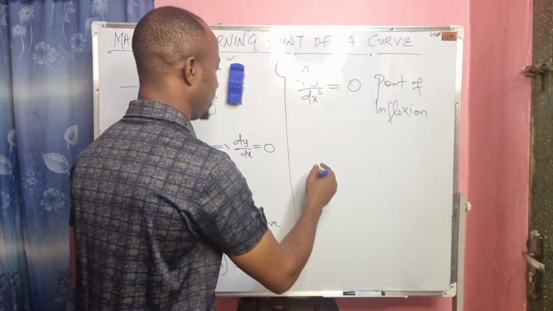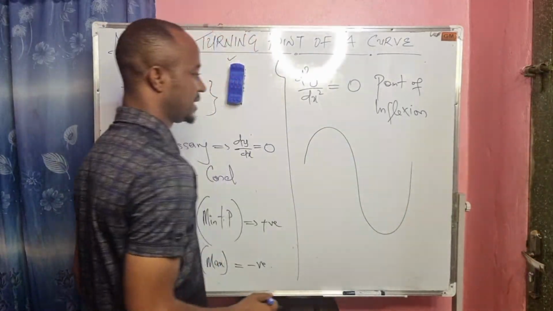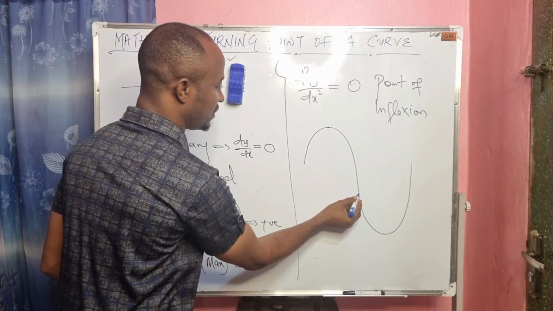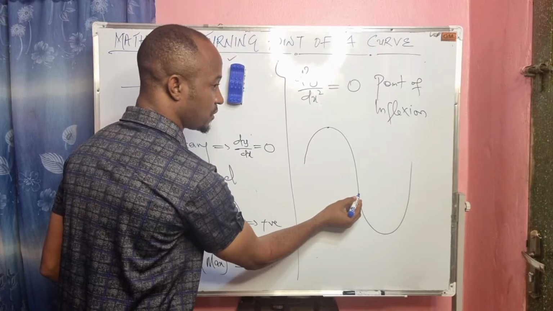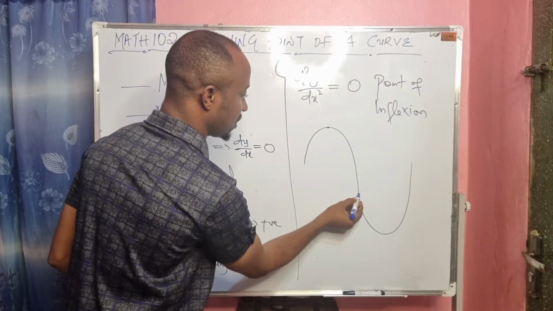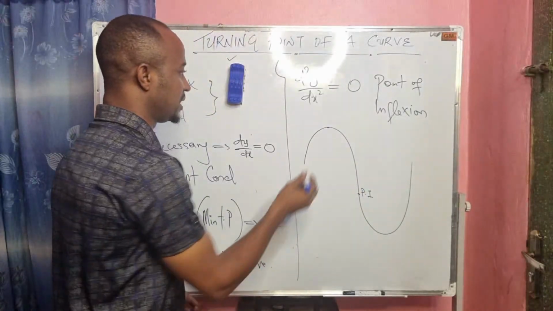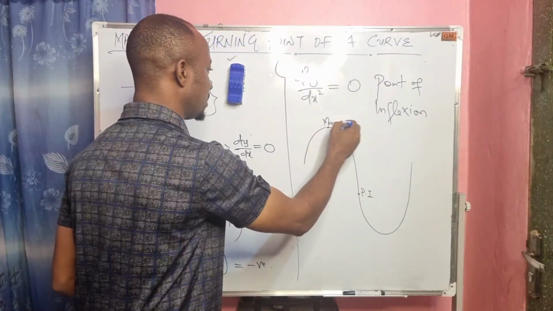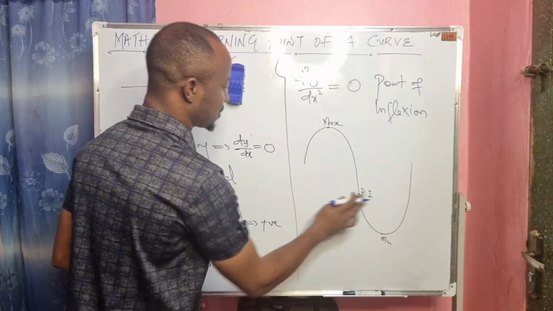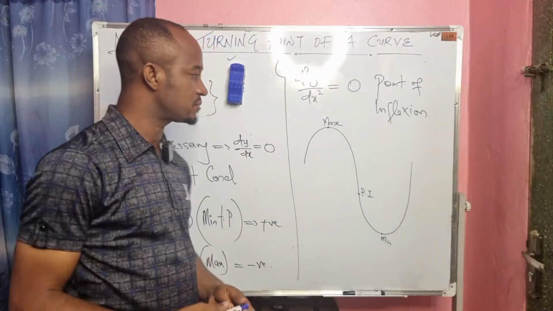For example, if I have a curve like this, going from maximum to minimum, right? Here we have the maximum point. The point at which this curve changes its curvature from increasing to decreasing is called the point of inflection. This is called point of what? Inflection. Here we have the maximum point. Here we have the minimum point. So along this, we can also have a point called point of inflection. Okay.